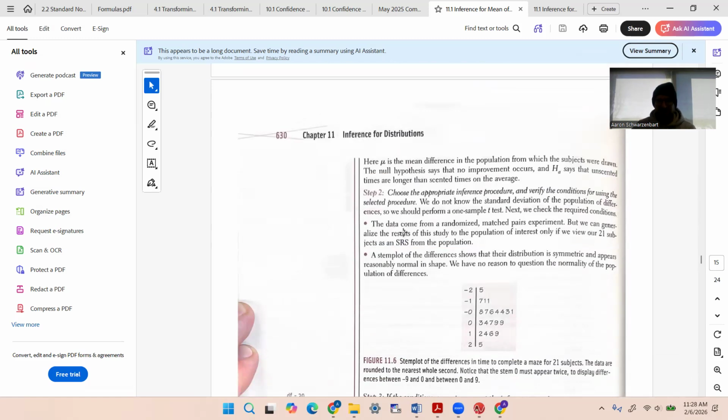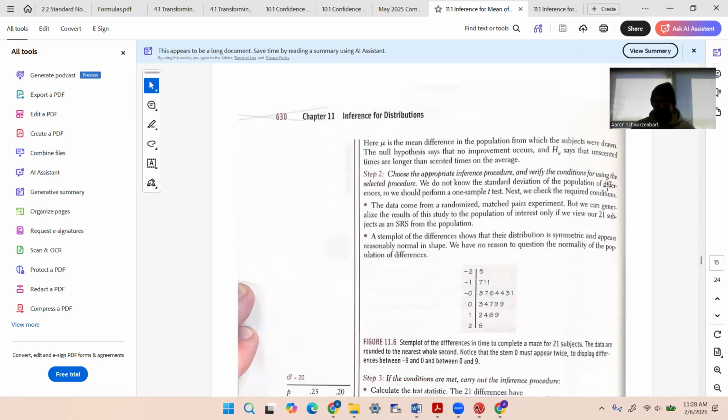So, choosing the appropriate inference procedure and verifying the conditions for using the selected procedure. We do not know the standard deviation of the population differences, so we have to use t. The data comes from a randomized matched pairs experiment, which qualifies as an SRS. And so you're going to say randomized matched pairs, SRS, check.